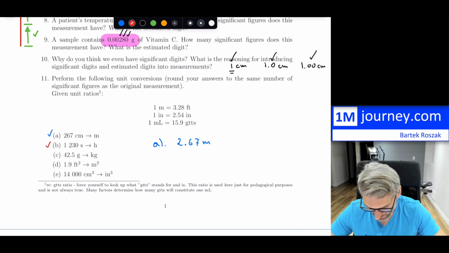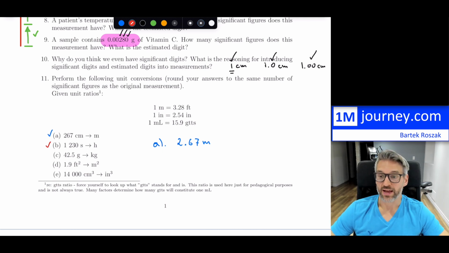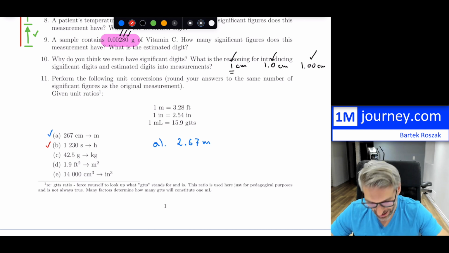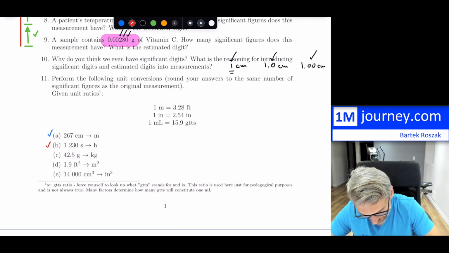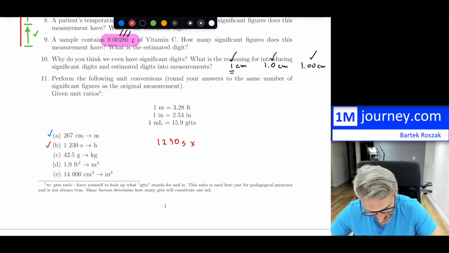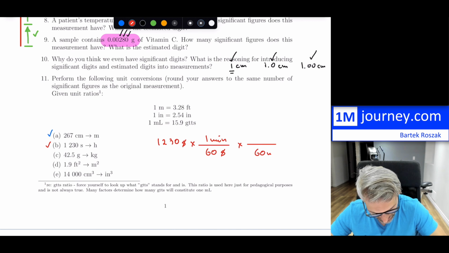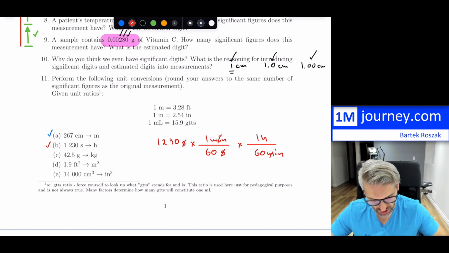Okay, part B. Now this is seconds, and we want to go into hours. So this is going to be a little bit more challenging. So that's for part B. I'm going to write this out for myself. And now I want to convert it to hours. So first of all, I don't want to have seconds. So 60 seconds is equal to 1 minute. So the seconds will cancel. Now I don't want to have minutes either. So I know that there are 60 minutes in 1 hour. So that will cancel, and I'm just left with hours.